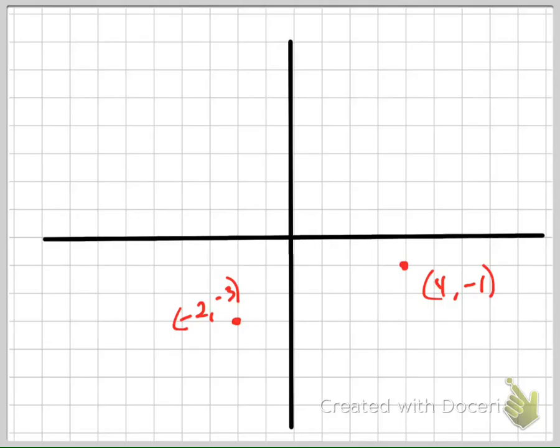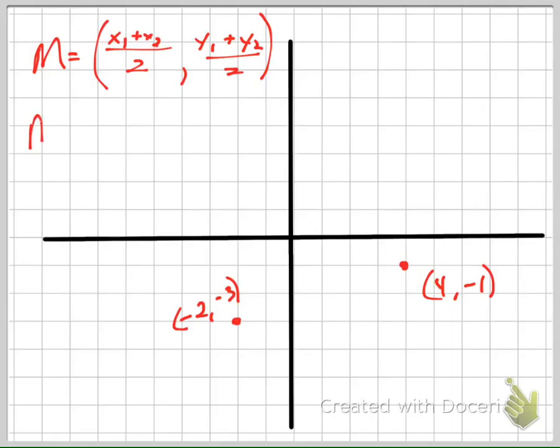Okay, so without doing anything, let's do the midpoint formula. M equals, and then it's just one giant set of coordinates, right? It goes x1 plus x2 divided by 2, and y1 plus y2 divided by 2. So then M equals, what is x1? -2 plus 4, divided by 2. And then what is y1? -3 plus -1. Plus a -1, right? That's important. Divided by 2, right?